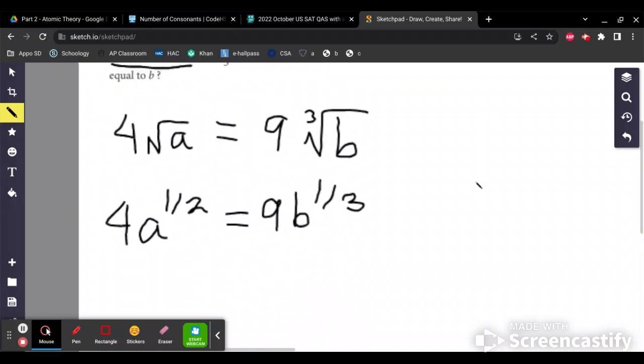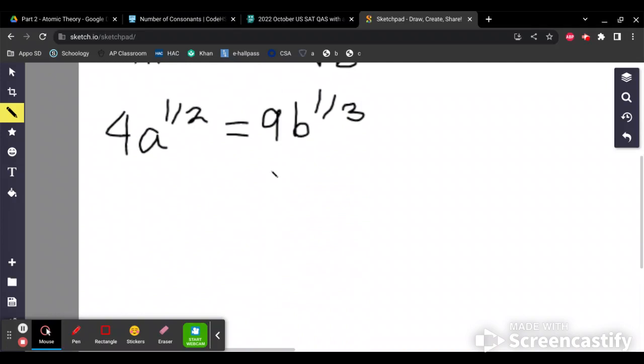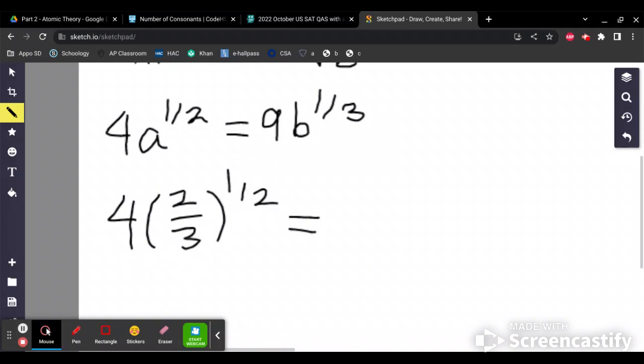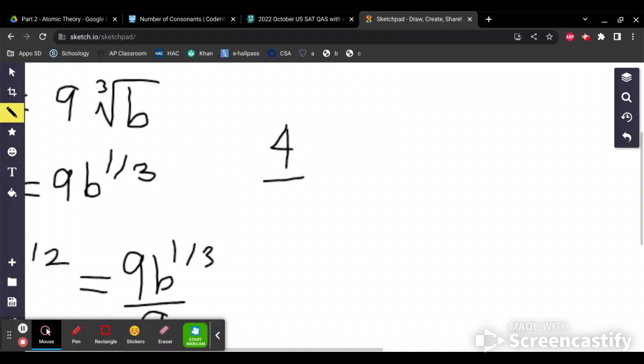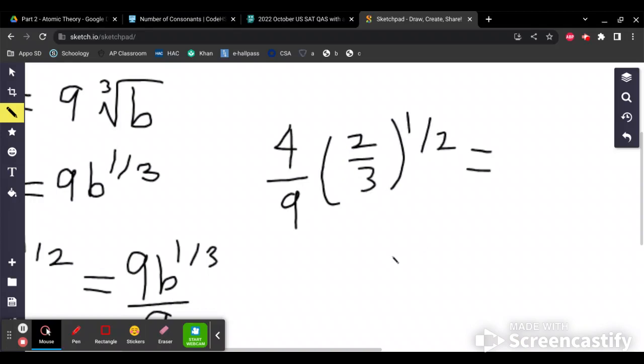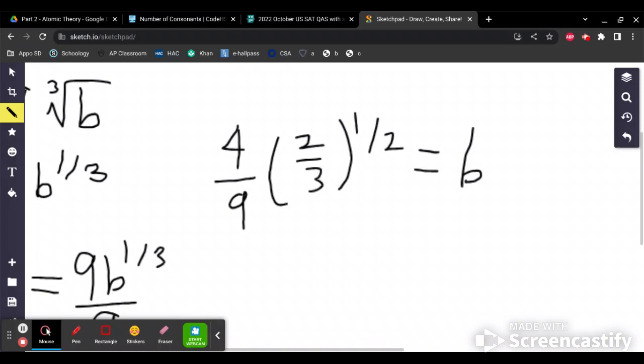Now we have this, and we know that a is just 2/3 as a fraction, right? So we know that this is equal to 4 times 2/3 to the 1/2 power equals 9 times b to the 1/3 power. And let's divide both sides by 9 here, because I want to isolate b by itself. So we get 4/9 times 2/3 to the 1/2 equals b to the 1/3.